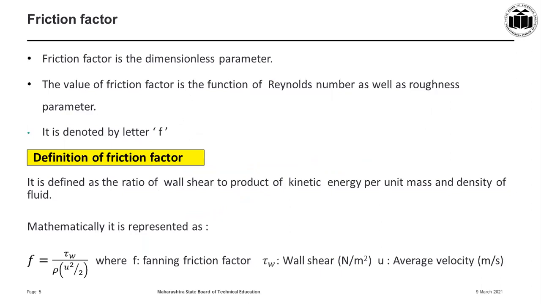As discussed, it's a dimensionless parameter. The value of friction factor is a function of Reynolds number as well as roughness parameter, and it is denoted by a letter F. Now, what is its definition? It is defined as the ratio of wall shear to the product of kinetic energy per unit mass and density of fluid. Mathematically, it can be expressed as f is equal to tau w upon rho into u square by 2, where small f is the Fanning friction factor, tau w is the wall shear expressed in Newton per meter square, and u is the average velocity expressed in meter per second.